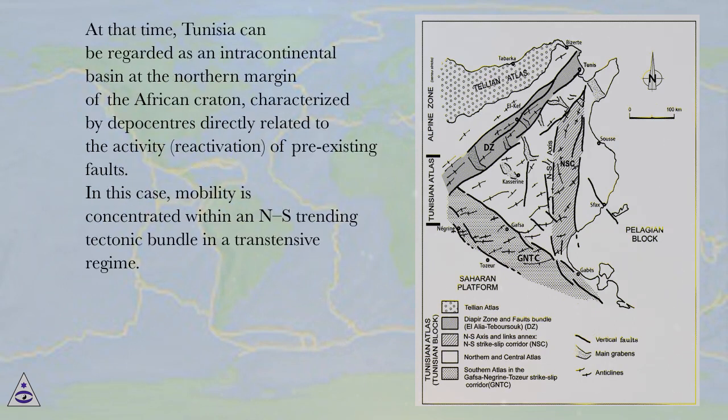At that time, Tunisia can be regarded as an intercontinental basin at the northern margin of the African Craton, characterized by depocenters directly related to the activity, reactivation, of pre-existing faults. In this case, mobility is concentrated within an E-W-trending tectonic bundle in a transtensive regime.